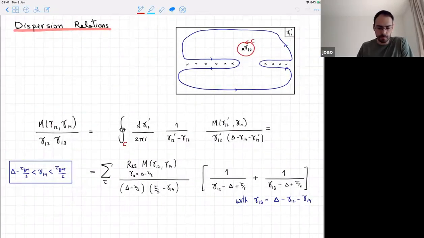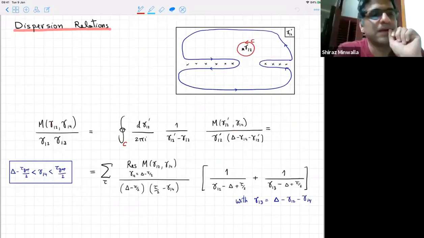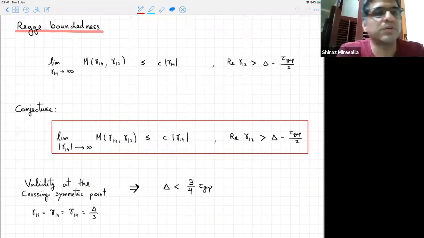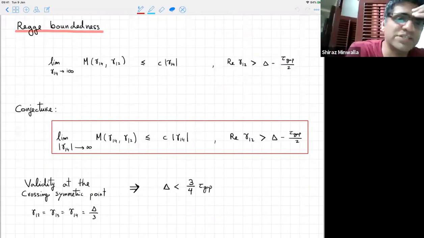Once we have that, now we can write dispersion relations. Sorry. Question, João. The equation you had in your previous transparency, which was bounding Regge type growth of Mellin amplitudes, does that have a flat space implication?